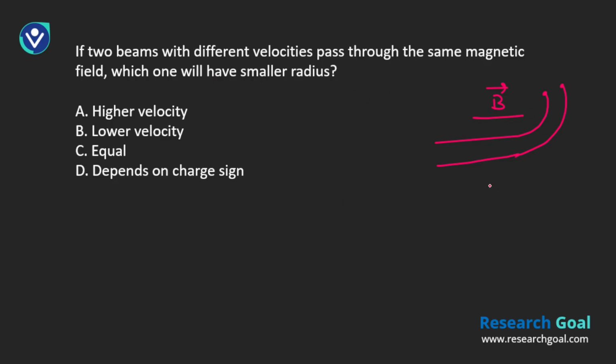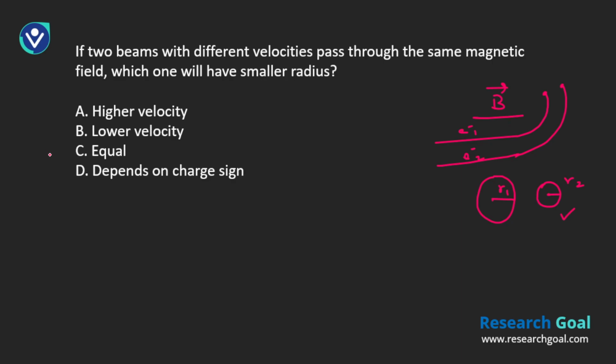Because you will have circles like this, and maybe another one is going to move in a smaller one. So they are asking, if this is R1, R2 for electron 1, electron 2, which one do you think is going to have smaller radius like this? Okay, what are our options? A, the beam with a higher velocity; B, the beam with a lower velocity; C, the beam with equal velocity; D, depends on the charge sign. So try to select the correct option. I'll give you some time. You can pause the video.